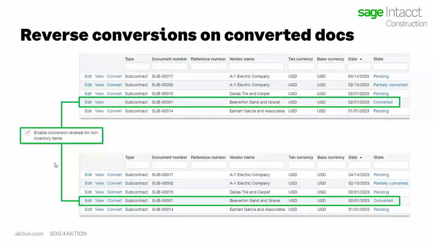In addition to having the enable conversion reversal for non-inventory items configuration selected, it only makes sense that the convert option is still available even when the subcontract is in a state of being fully converted. If this is not enabled, that convert button to the left of the subcontract will then be eliminated once it's in a fully converted state. So this now allows you to make adjustments, any potential credit adjustments, even if that subcontract has been fully converted.